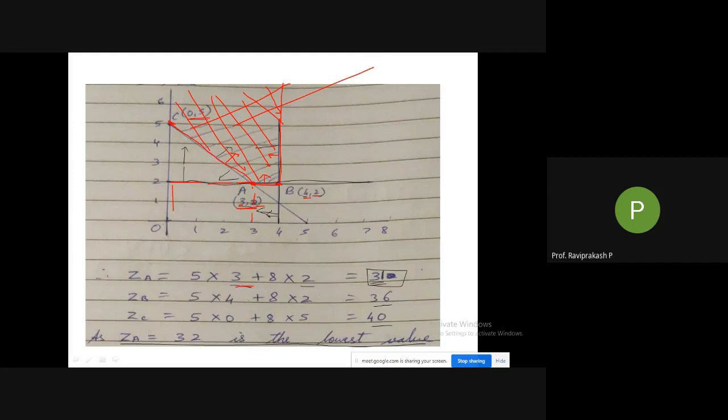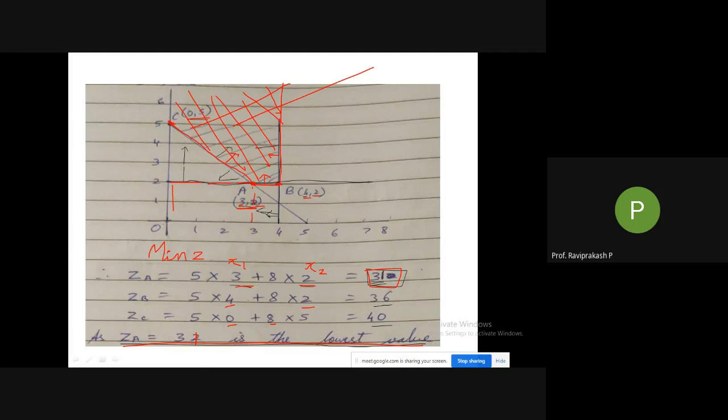First one is 3, 2. I am substituting in place of x1, this is x1, and this is x2. Similarly, the second one is 4 and 2. Then the third one is 0 and 5. So what is my objective function? It is min z. Out of these, which is minimum? 31 is minimum, so I am marking 31. At the end, I should write that z is equal to 31, the lowest value. Check whether it is 31 or 32, that is the lowest value.